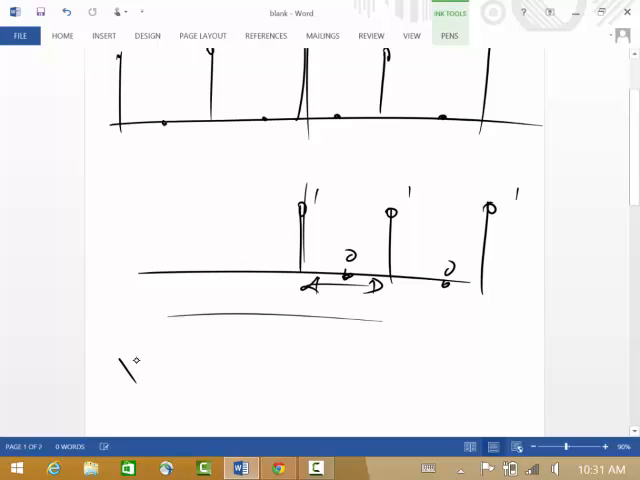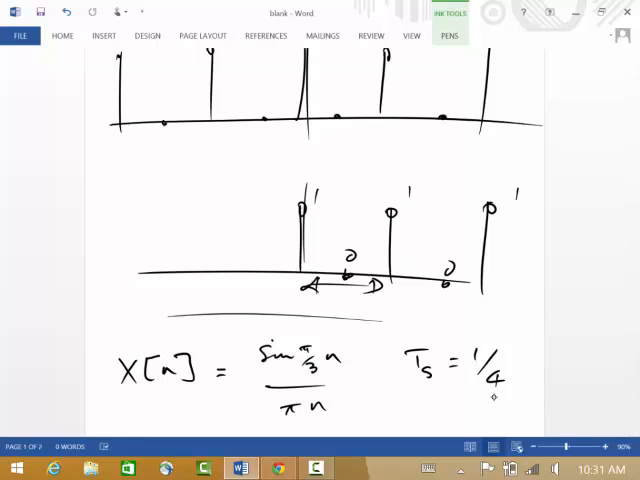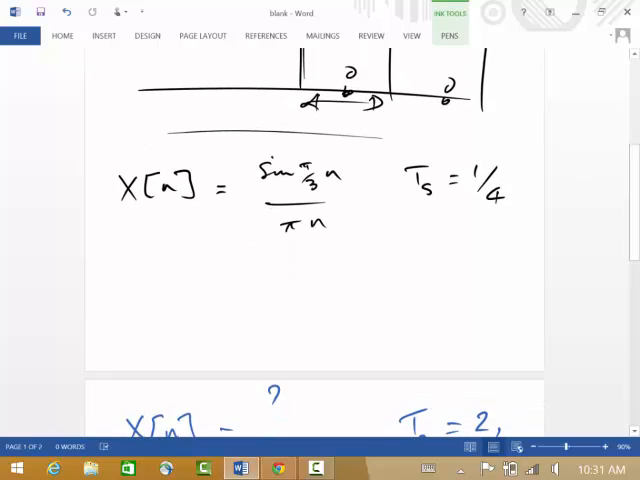Okay, so the question that they give us is x of n equals sine pi by 3n over pi n, Ts equals a quarter. So I think I can do the problem if I know what I'm doing, but what I have to do is say, okay, the picture's going to look like this. My function's only defined at every fourth value, so n is 1 of the old signal corresponds to n is 4 of the new, doesn't it? So it's non-zero at 0 and 4 and minus 4.